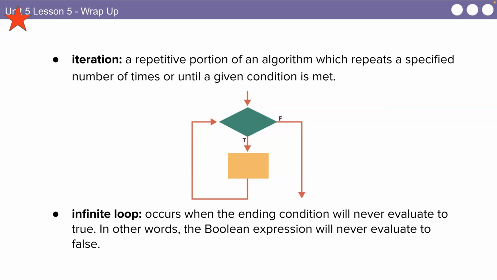Okay, so iteration or looping is just that repetitive portion of an algorithm. Okay, and an infinite loop occurs if the ending condition will never evaluate to true. Usually that doesn't happen with a for loop, but it would happen with a while loop. Of course, I guess you could do it with a for loop.